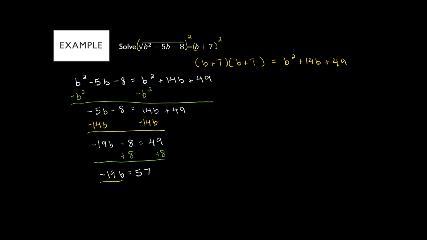And then we need to divide both sides by negative 19. So I don't think that divides. I'm going to just check that out. Oh, it actually does. So good thing I did on my calculator. It does actually come out to a whole number. And we get b equals negative 3.